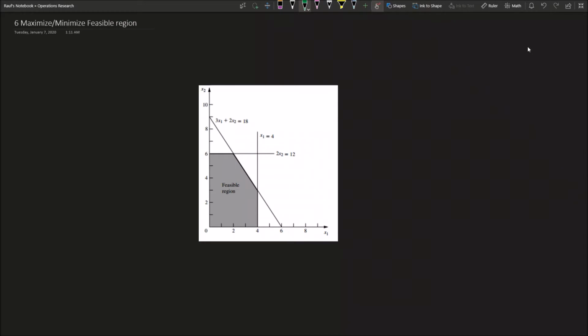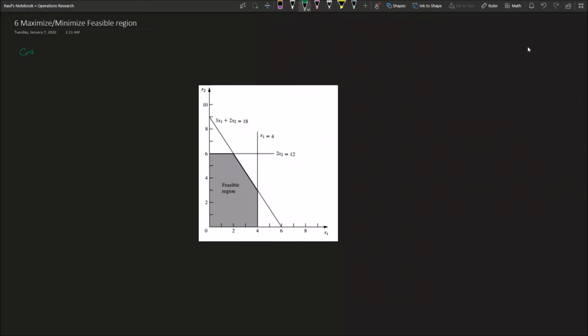So we talked last time about how to find your feasible region based on the constraint provided, one or multiple constraints provided by a linear programming problem. Let's revise again the constraints that we had.